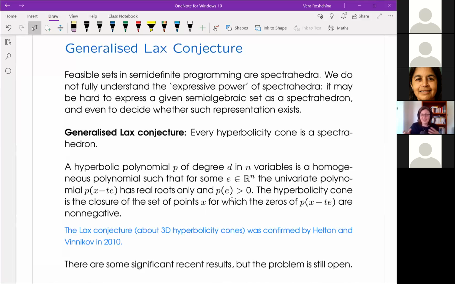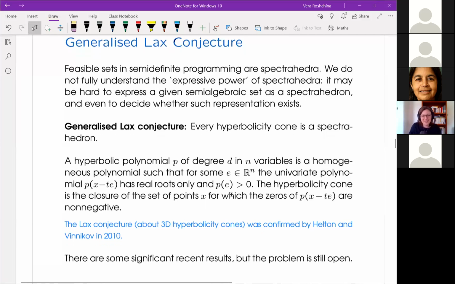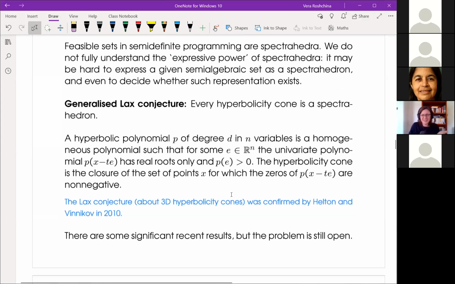To understanding something more concrete. I'm not going to solve the Lax conjecture, but that's the direction in which I would like to think, right? That is how my research is contributing to the field.